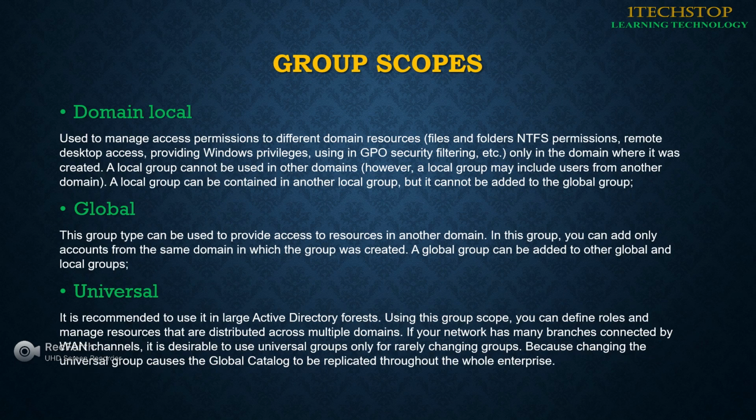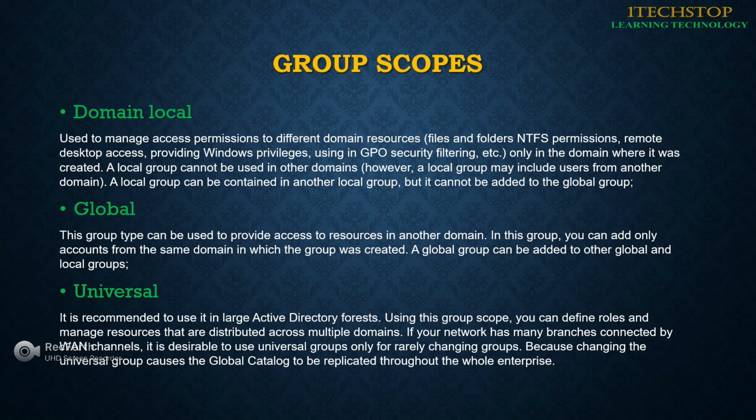Now, what are the group scopes? There are three group scopes when you are trying to create any group, either a distribution or security group. You will get options like domain local, global, and universal. So you need to first understand which level of permission you need to give to that security group. So what is domain local? With domain local you manage the permissions to different types of resources like NTFS permission, remote desktop access, providing Windows privileges, using a GPO, group policy object security, and whatever resources it is having.